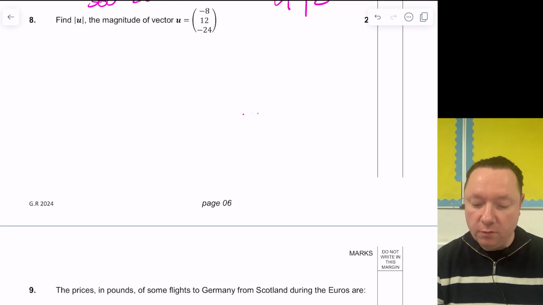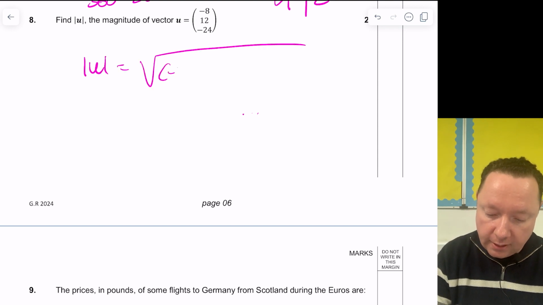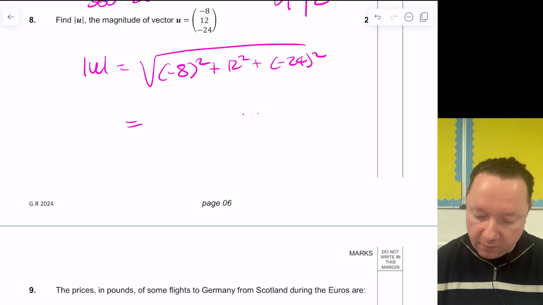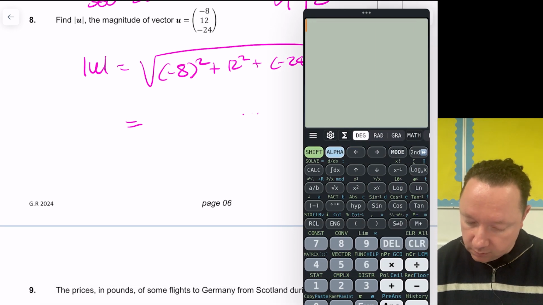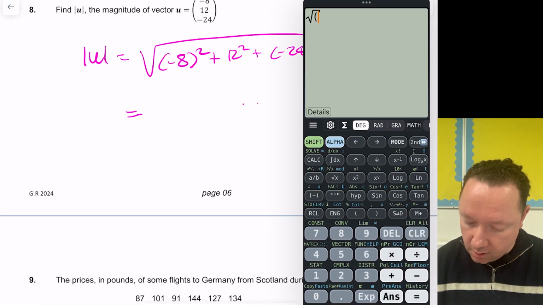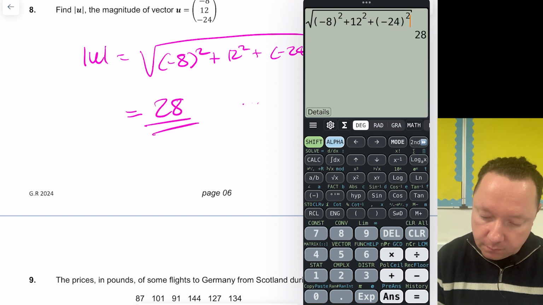Find the magnitude of vector u. So that is the square root of minus 8 squared plus 12 squared plus minus 24 squared. It's just like Pythagoras. Minus 8 squared plus 12 squared plus minus 24 squared is 28, and we're done there.